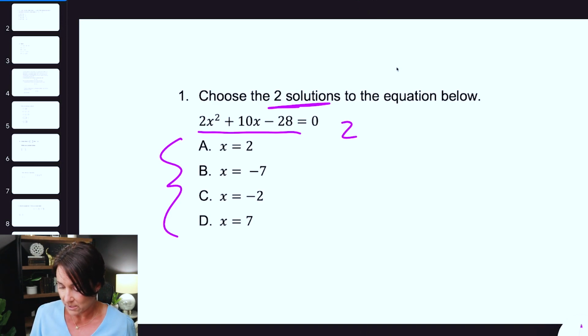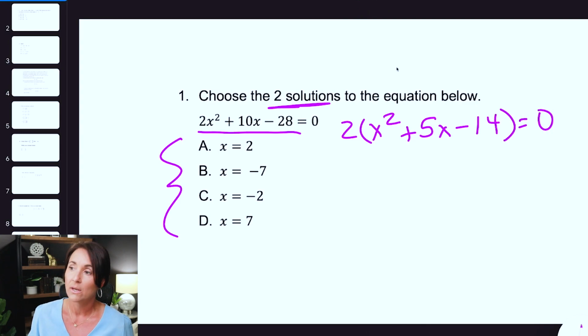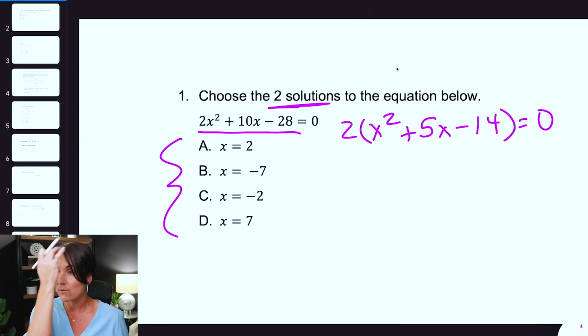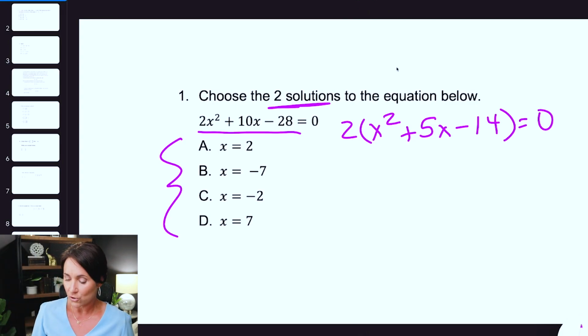So what I'm going to do here is take the 2 out, and this is going to be x squared plus 5x minus 14 equals 0. Notice I just factored the 2 out. If I were to distribute this back in, it would be 2x squared plus 10x minus 28. Okay, same thing.